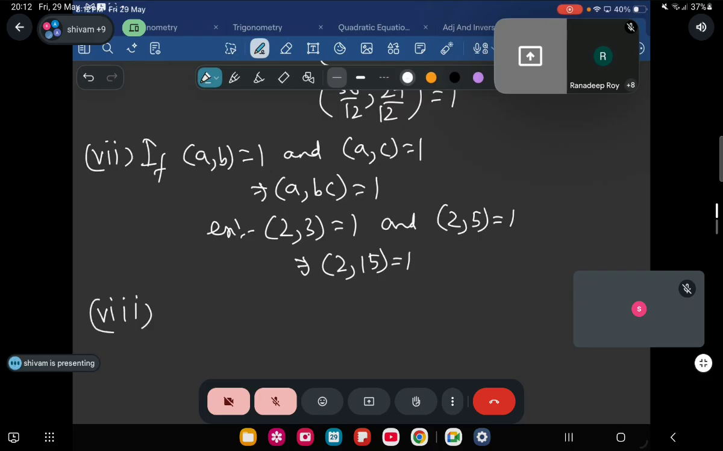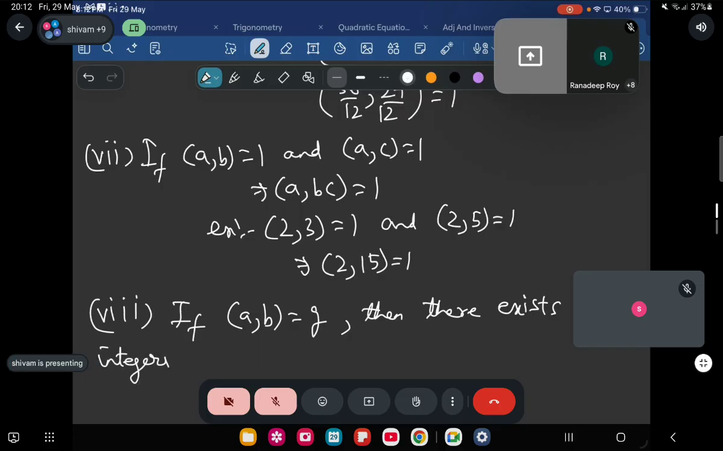If GCD of A comma B is equal to G, then there exist two integers x and y such that ax plus by is equal to g.